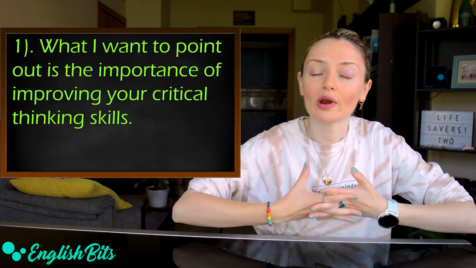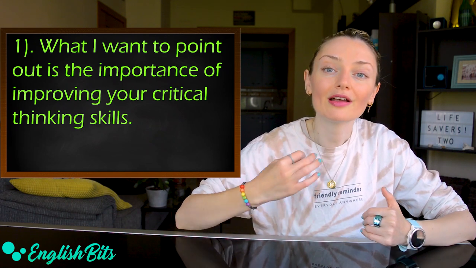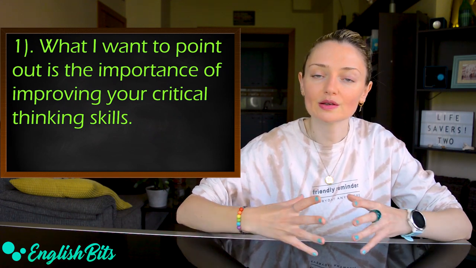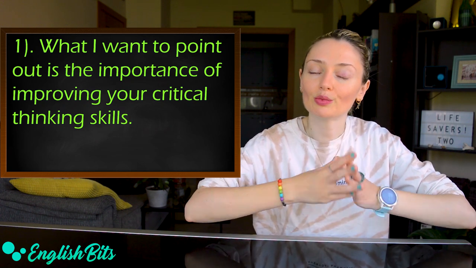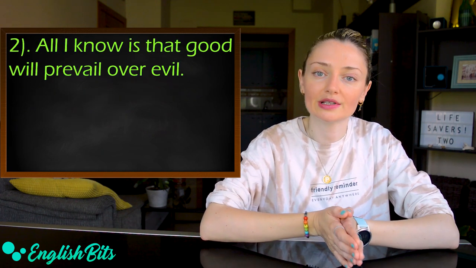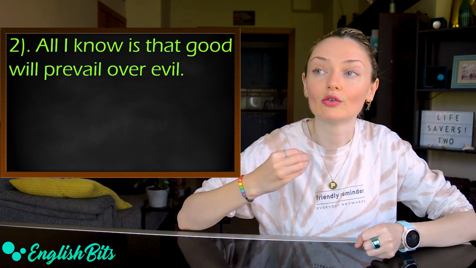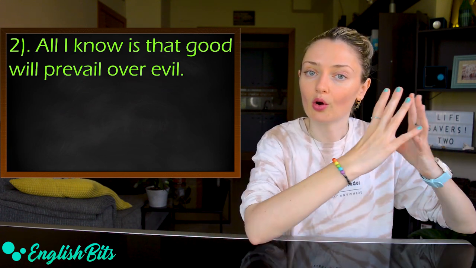Number 1, what I want to point out is the importance of improving your critical thinking skills. In this case, we start our sentence with what. What I want to point out is whatever. Number 2, all I know is that good will prevail over evil. In this case, we start our sentence with all.